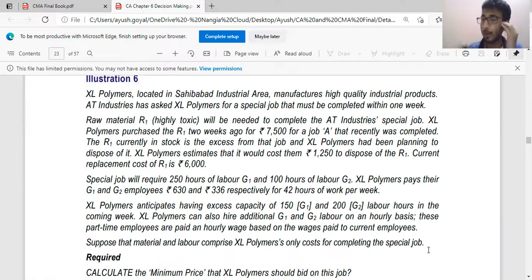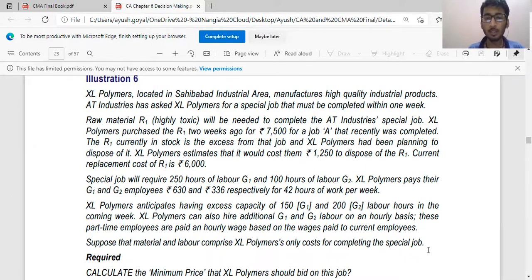Why? Because if I do not accept the project, if I do not apply those labors to the project, those labors will go in vain. I am utilizing my overpaid labor just because of this project. So it is not an additional cost I am incurring on labor, especially for G2. I require 100 hours of labor for G2 and I have 200 hours. I am just using 100 hours out of those 200 idle hours. So it is not a cost.